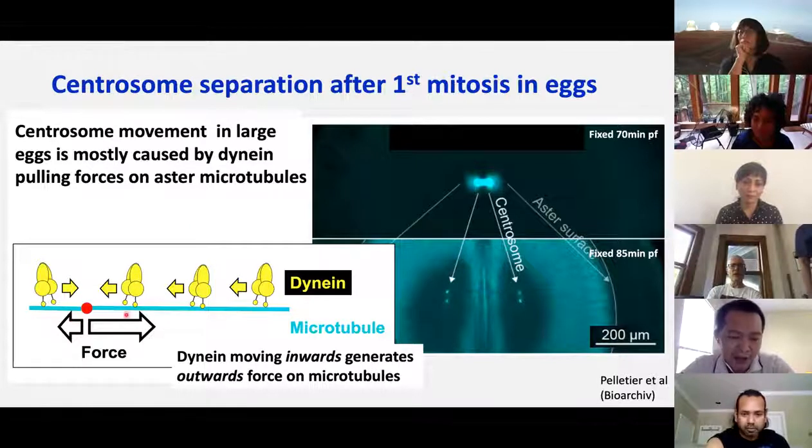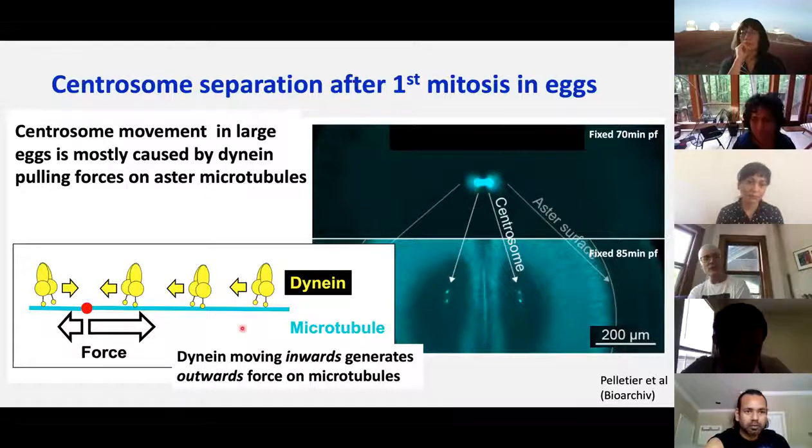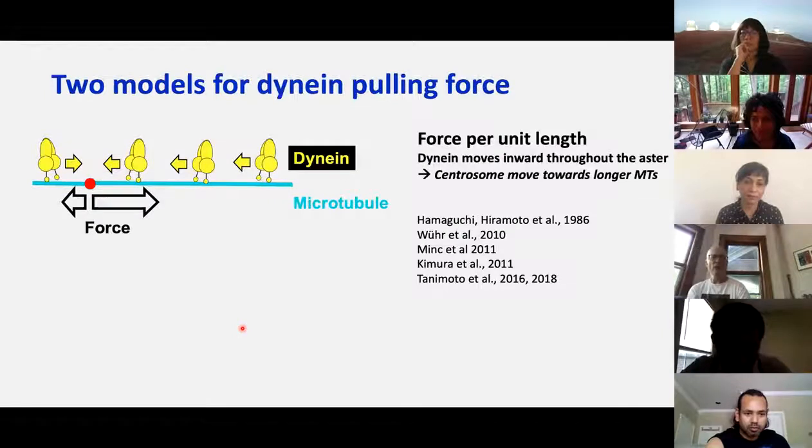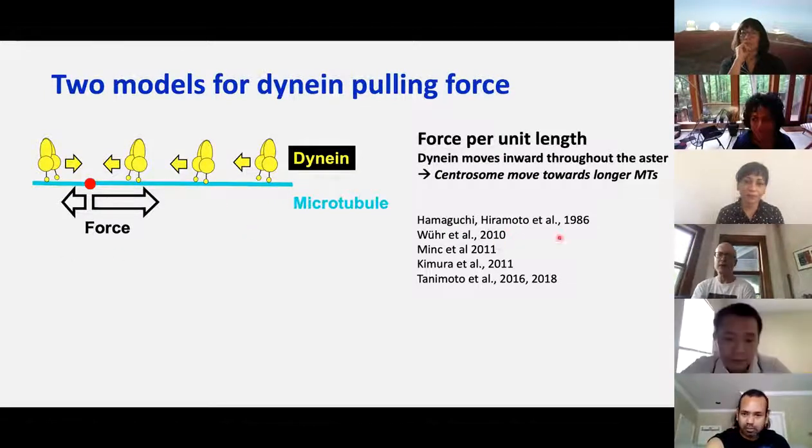The kind of cartoon version that's extant in the field is shown here, whereas if you imagine an aster microtubule growing outwards from the center, the centrosome here, and dynein moving inwards, because it moves towards the minus end, which are clustered here, the act of the dynein moving inwards would generate a force on the microtubules outwards. And this way of cartooning the model was first proposed actually by Hiramoto back in 1986, looking in sea urchin eggs. And I'm calling that the force per unit length model.